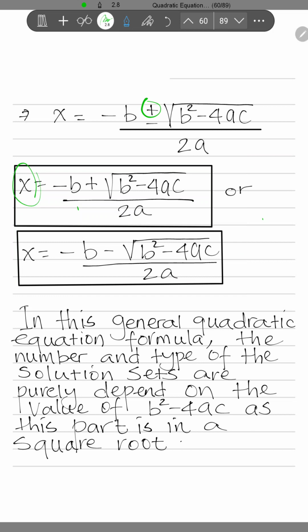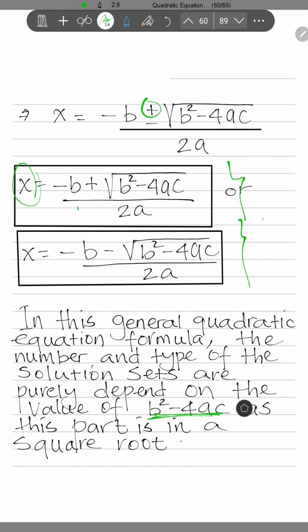Instead of using the completing the square technique for each and every question, now it is easy to remember this one and then apply it directly to the formula. This is what we call solving quadratic equation using the quadratic equation formula. In this general quadratic equation formula, the number and type of the solution set purely depend on the value of b squared minus 4ac.